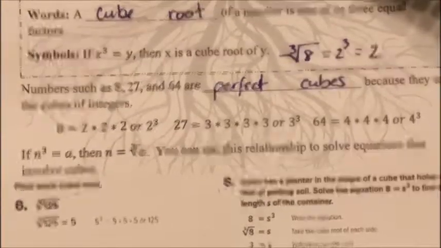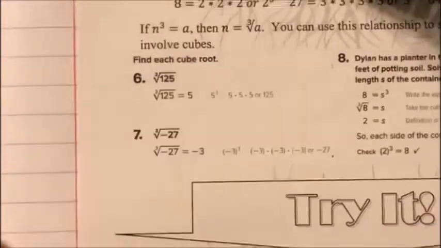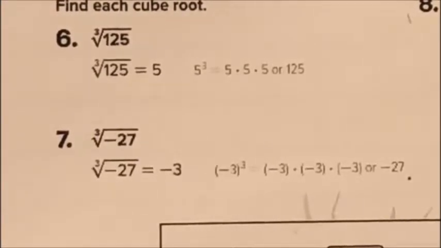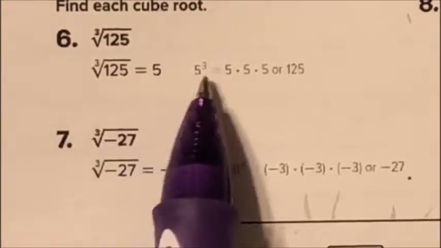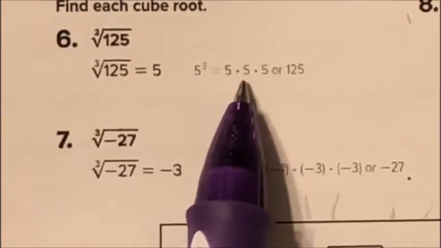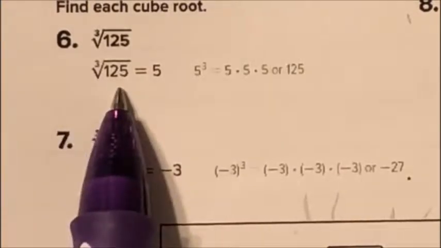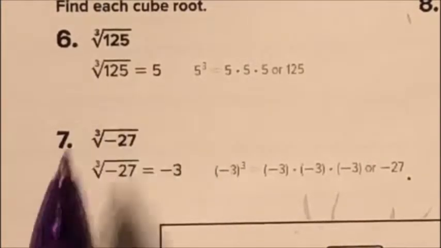So for the problems that we're going to look at, we're going to try them out first together. Okay. So number 6 says the cube root of 125. Well, 5 cubed equals 5 times 5 times 5, or 125. So the cube root of 125 equals 5.